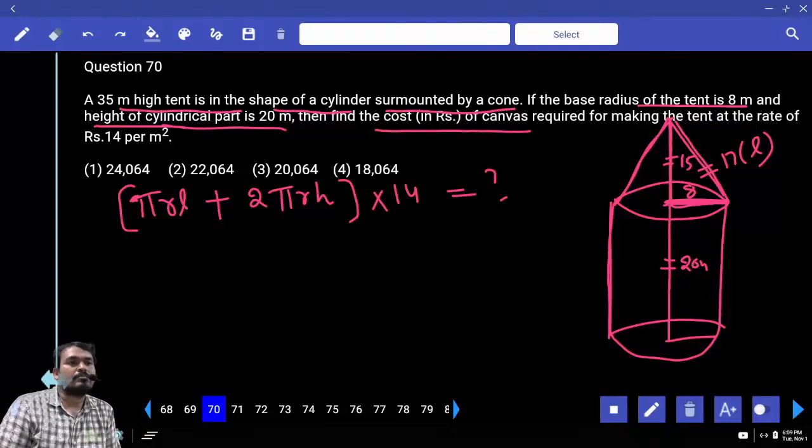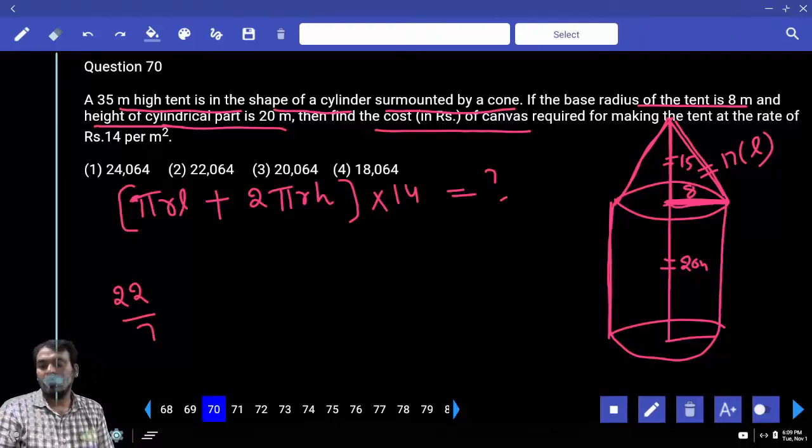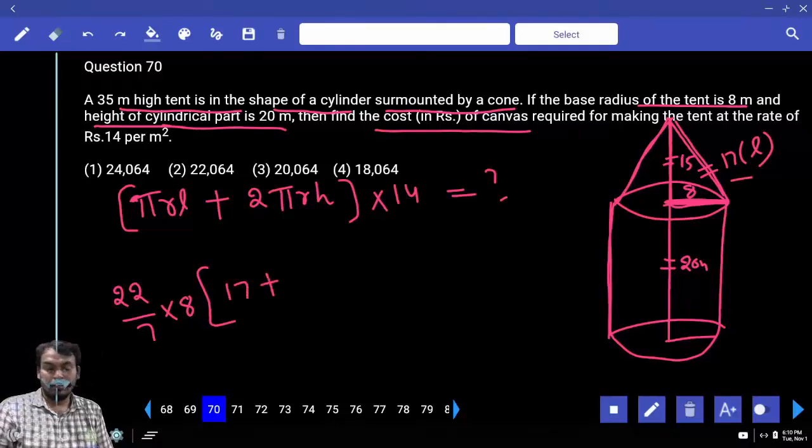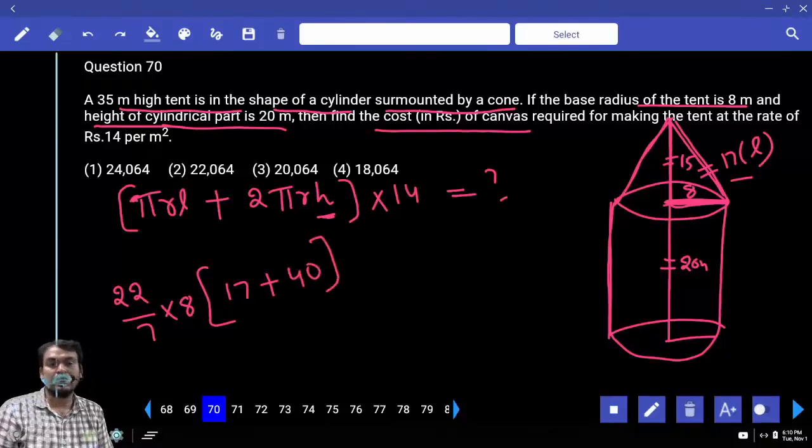Pi is common, so write 22 by 7. r is also common. What is the r value? 8. The l value is 17, plus 2 into h. The height of the cylinder is 20, so 2 into 20 is 40. 17 plus 40 is 57. Into 14.